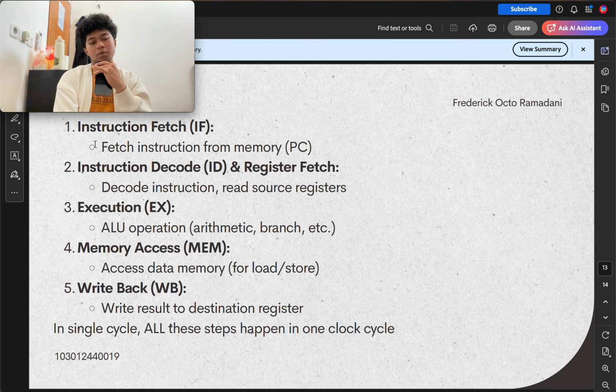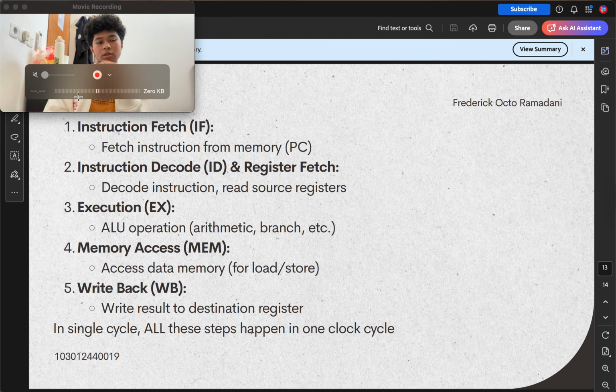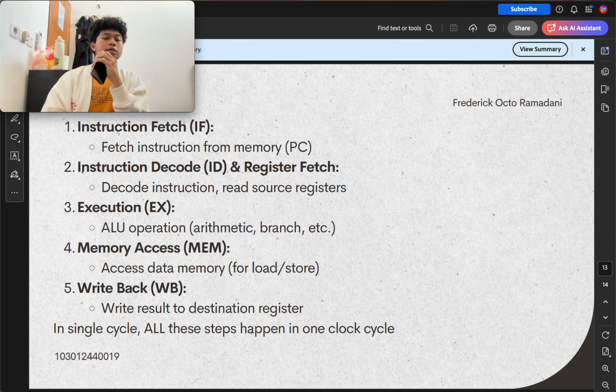The next step is memory access. If necessary, the data will be read from or written to memory. And the last one is write back: the result is stored in the destination register. For example, in an add instruction, the processor fetches the instruction, reads the two source registers, adds the values in the ALU, and writes the result back, all in only a single cycle.